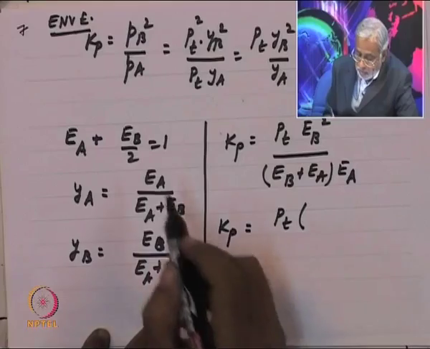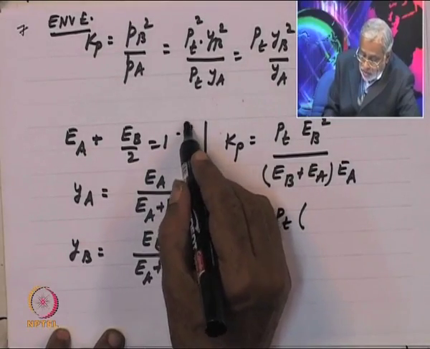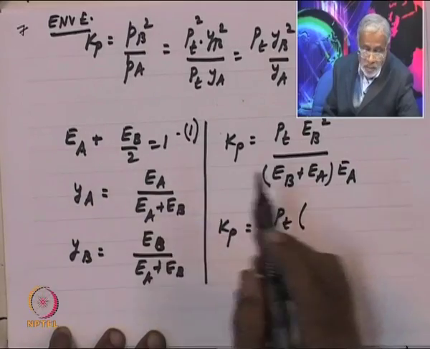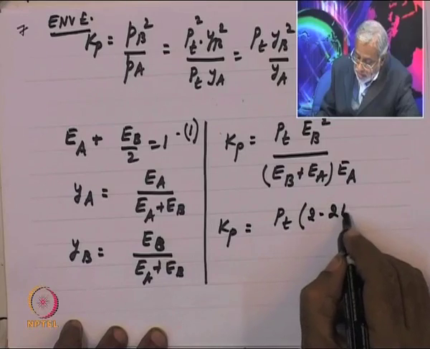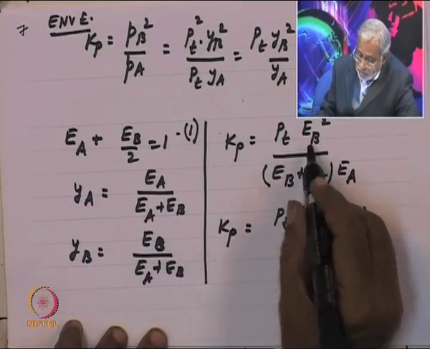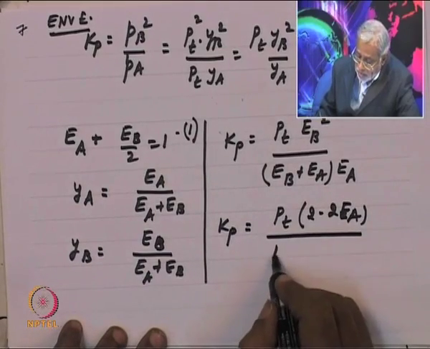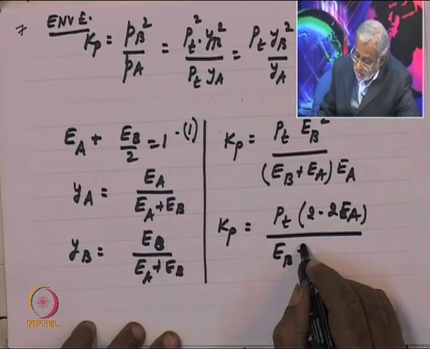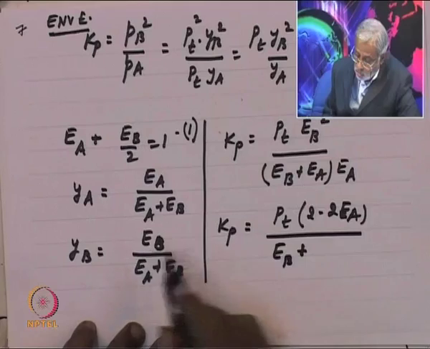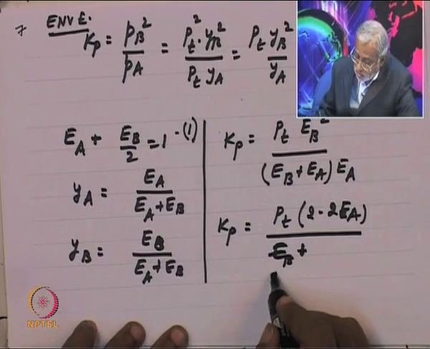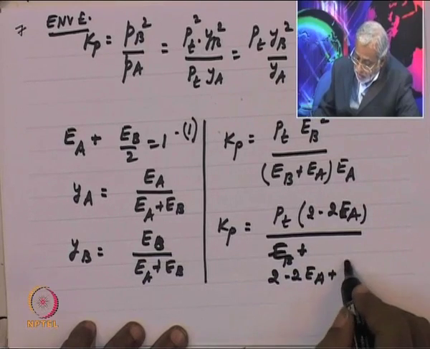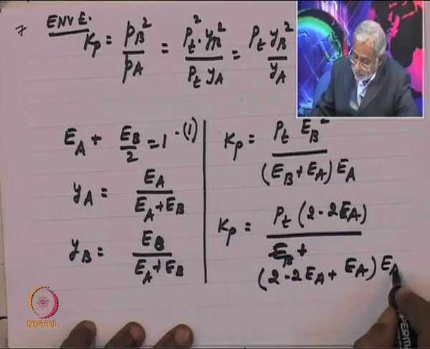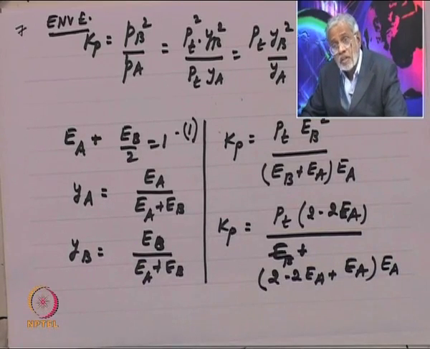We notice from this equation, suppose I call this equation 1, that E b can be put from here as 2 minus 2 E a. That is E b, it comes from equation 1, divided by E b plus E a, where E b is 2 minus twice E a. I have replaced E b plus E a like this and multiplied by E a equal to K p. Is it clear what we are saying?